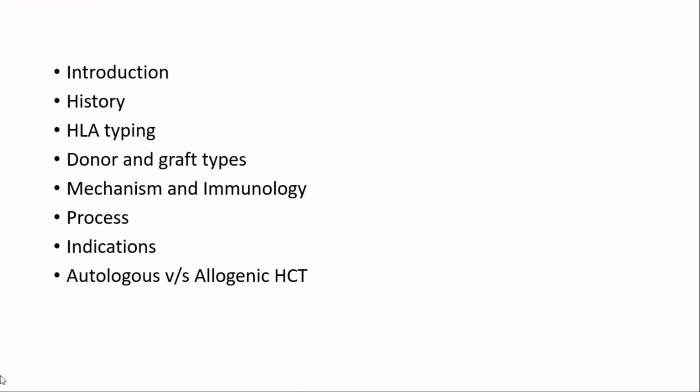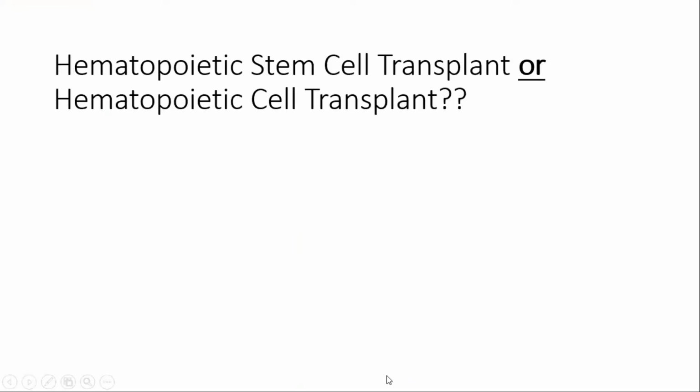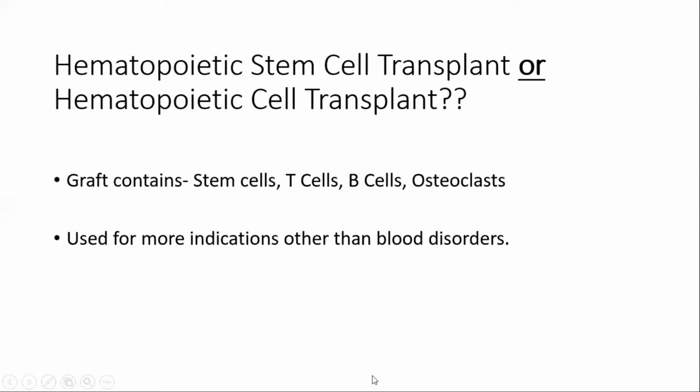This will be the flow of my presentation. So first of all, what is hematopoietic stem cell transplant? Is it stem cell transplant or hematopoietic cell transplant? The graft contains a lot of cells like T cells, stem cells, B cells, osteoclasts, and everything, and many of them are useful. And second, transplant is used nowadays for a lot of other indications than blood disorders, like storage disorders and all. So now it is called hematopoietic cell transplant. It's no longer stem cell transplant.